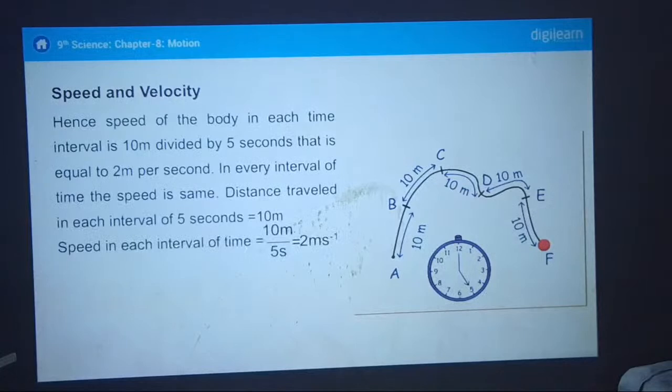Hence, the speed of the body in each time interval is 10 meters divided by 5 seconds, that is equal to 2 meters per second. In every interval of time, the speed is the same. Distance travelled in each interval of 5 seconds is equal to 10 meters. Speed in each interval of time is equal to 10 meters divided by 5 seconds, that equals 2 meters per second.